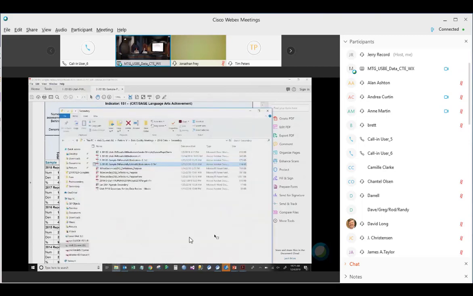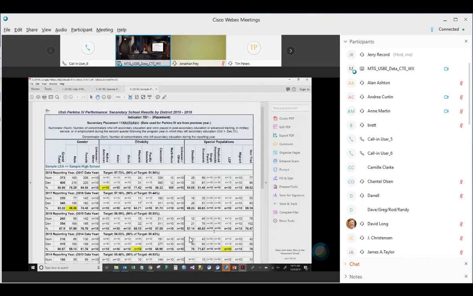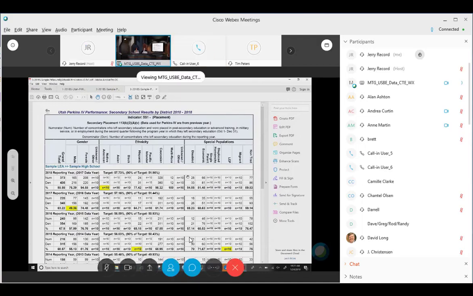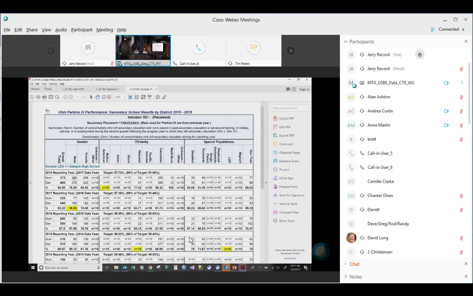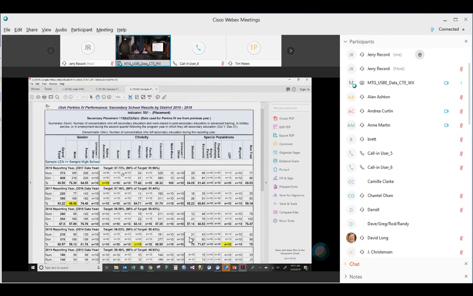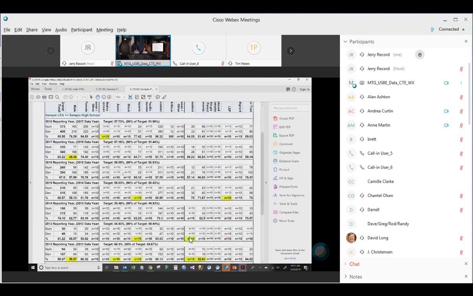We also have them by school, and these files are going to be several pages, sometimes several hundred, depending on the LEA. So they're very similar format. It just shows the LEA and then which school is being looked at. Again, look at the colors to help you identify where you need to do some work.